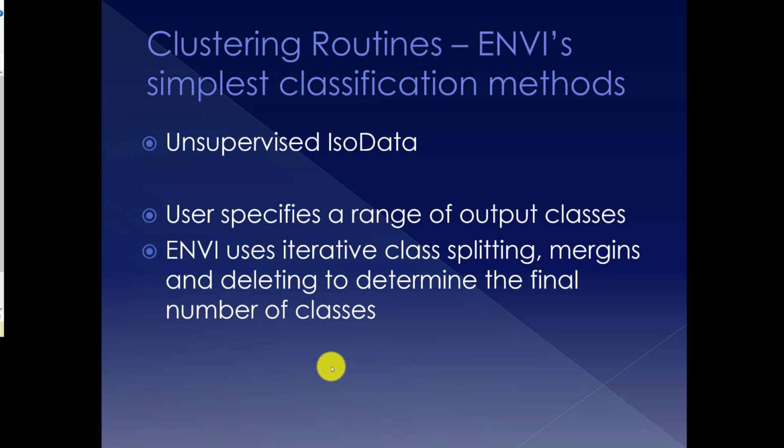Okay, so the user specifies a range of output classes. The one we just looked at was 5. And for general, looking at an area, you might only want to use 5 classes. There are some examples where it's appropriate to use 2 classes. So more classes doesn't mean better science.